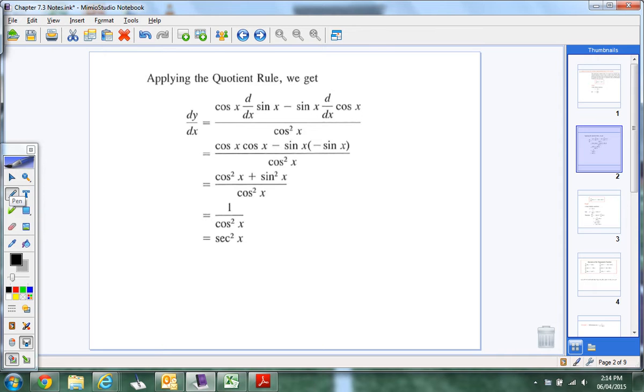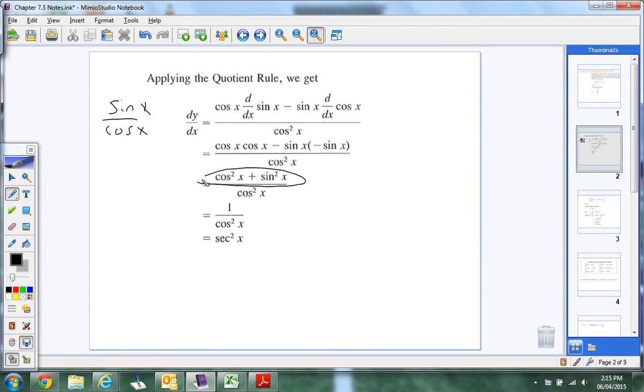So remember, it's low. It's sine over cosine. It's low d high over high d low. So low, cosine x, derivative of sine x. What's the derivative of sine x? Cos x. So that's why we have two cos x's now. Make sense? High d low. Derivative of cosine is what? Negative sine.